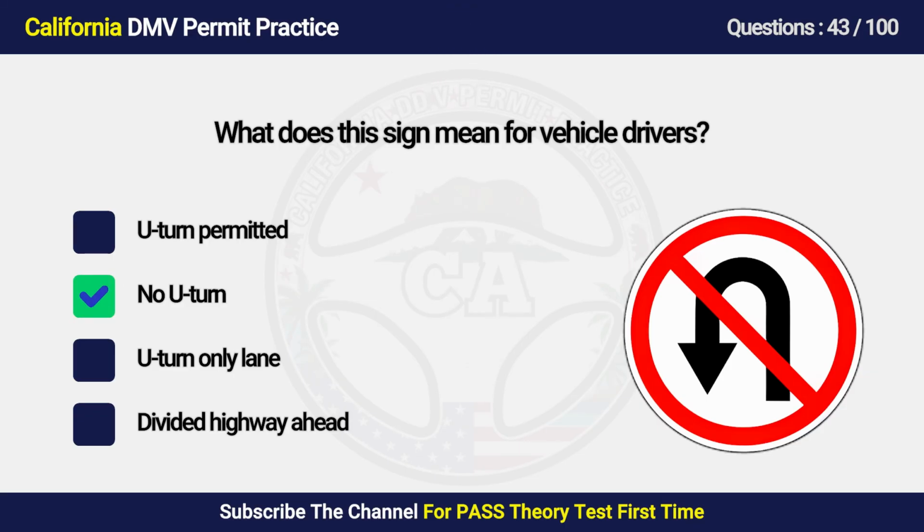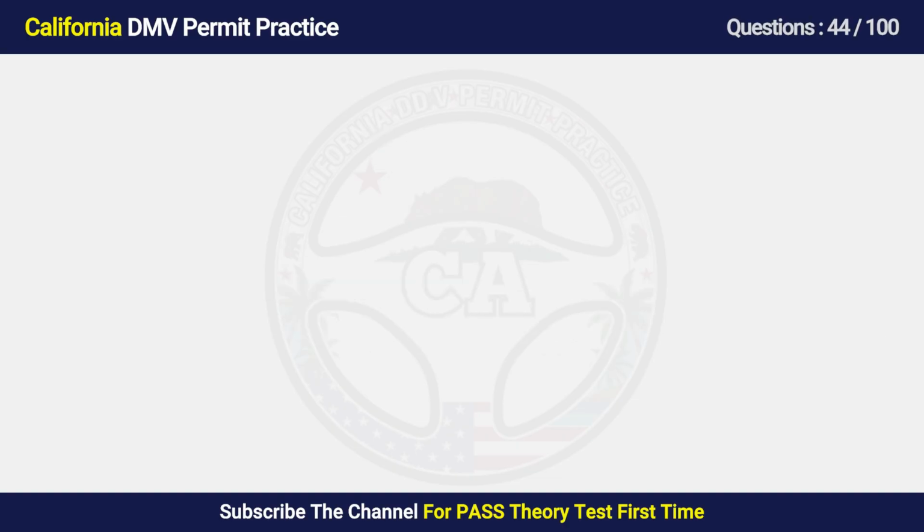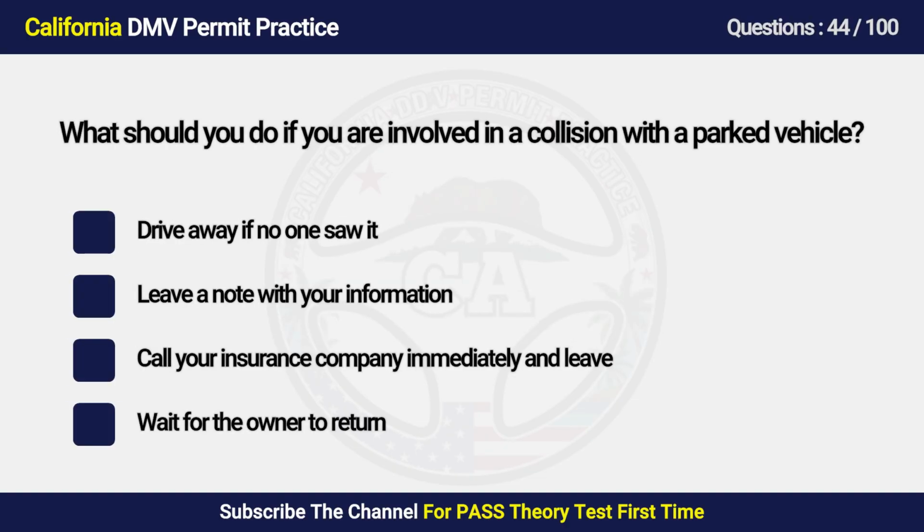Answer is B. No U-turn. This sign indicates no U-turn. Drivers are prohibited from making a U-turn at this location due to safety concerns or traffic flow regulations. Question 44. What should you do if you are involved in a collision with a parked vehicle?